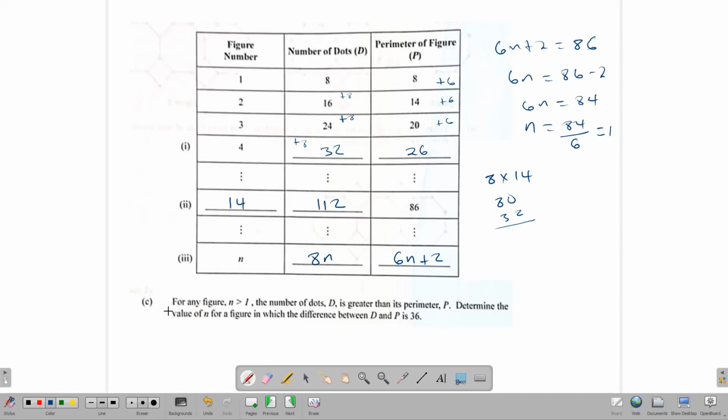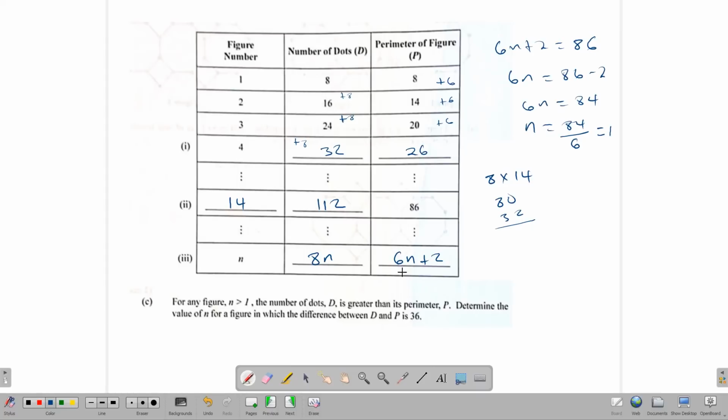Last part of the question says, for any figure with the number greater than 1, the number of dots D is greater than its perimeter, which is true. So notice here 32, 26, 24, 20. So the number of dots is greater than the perimeter. And it says determine the value of n for a figure in which the difference between the dots and the perimeter is 36.